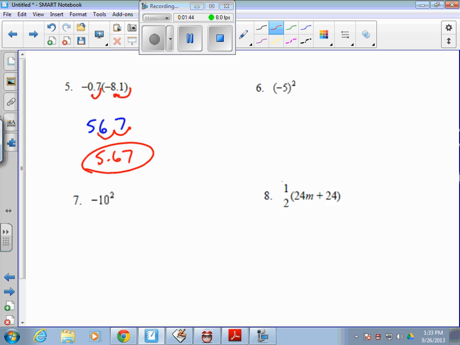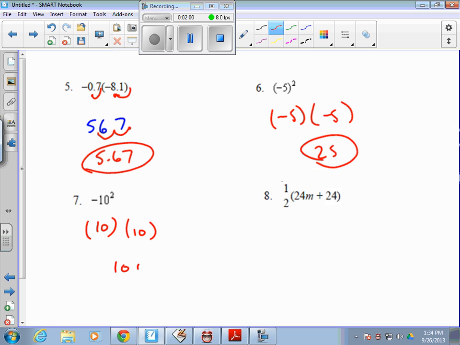Number 6 says negative 5 squared. That means negative 5 times negative 5. A negative times a negative is a positive 25. Number 7, the difference between 6 and 7 is the parentheses. You only square 10 times 10. It gives you a positive 100. And you bring down the negative in the front, so it turns into a negative 100.